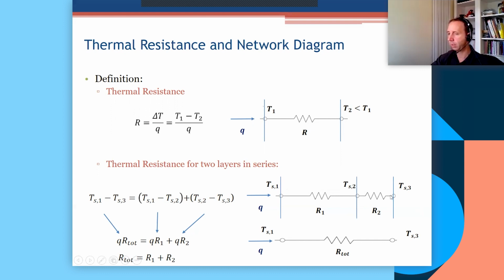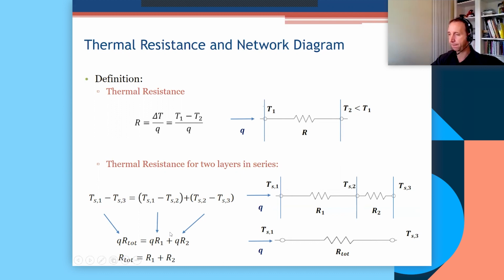Then for the second layer, Ts2 minus Ts3 is equal to Q times R2. And you note that it's the same Q because the heat flows through the two layers in series. You cannot have a Q here which is different from the Q here, because in that case, you wouldn't have a steady problem. And all these derivations are contingent on the assumption that you have a steady problem. Things don't change with time. There isn't that layer of sophistication in the definition of the resistance there.